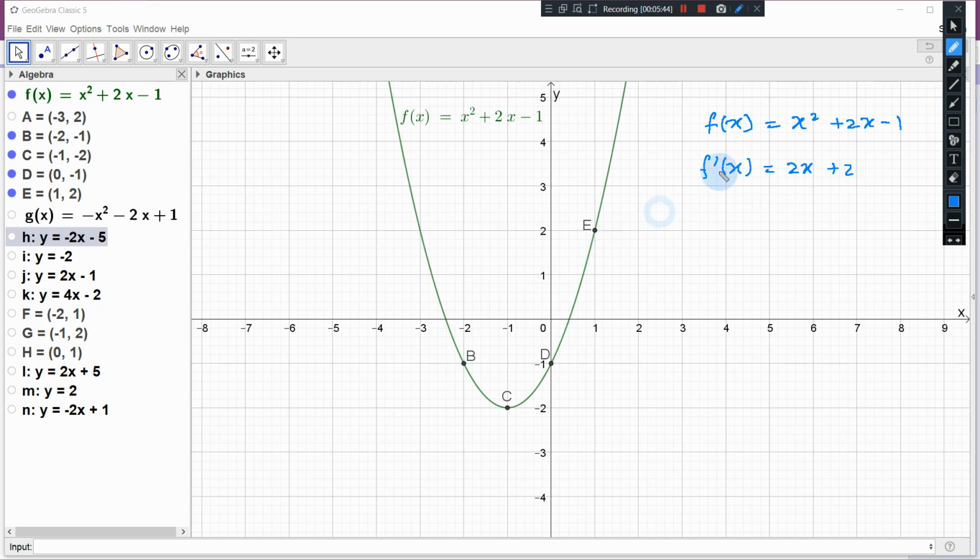Here I have a few points over here. Let's say I want to find the gradient of the tangent at point B. The point B is (-2, -1). What we need to do is just bring the -2 in here.